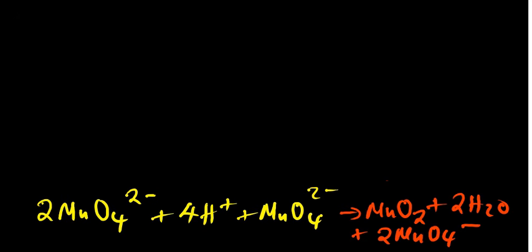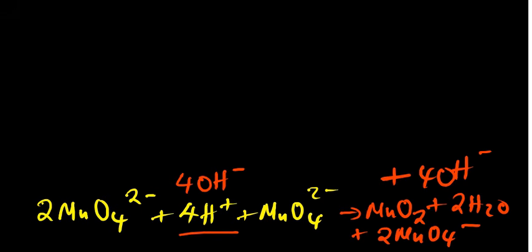So basically what we get to do, our extra step, is to add an equivalent number of hydroxide ions on each side. Okay, so we have 4 hydrogen ions in this case. We're going to add 4 hydroxide ions to both sides of the equation. So notice that adding an equivalent amount of a substance to both ends does not change the reaction.